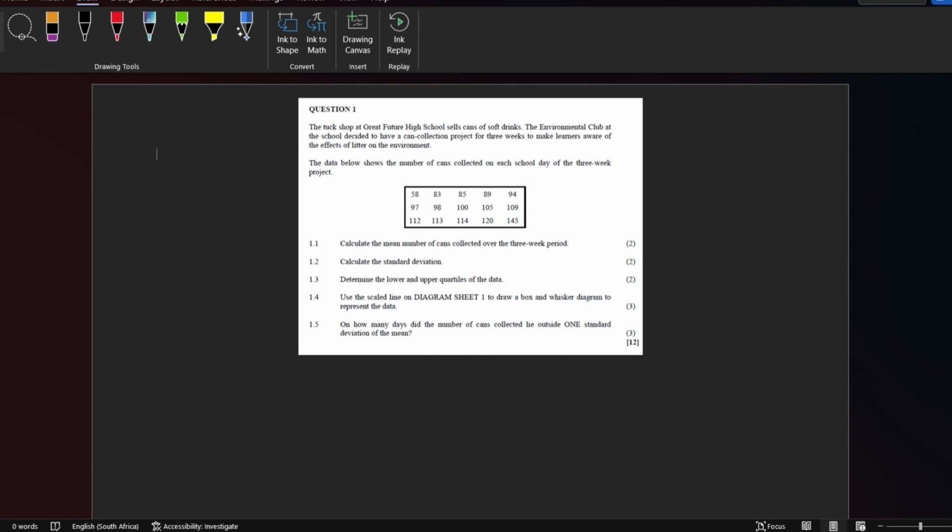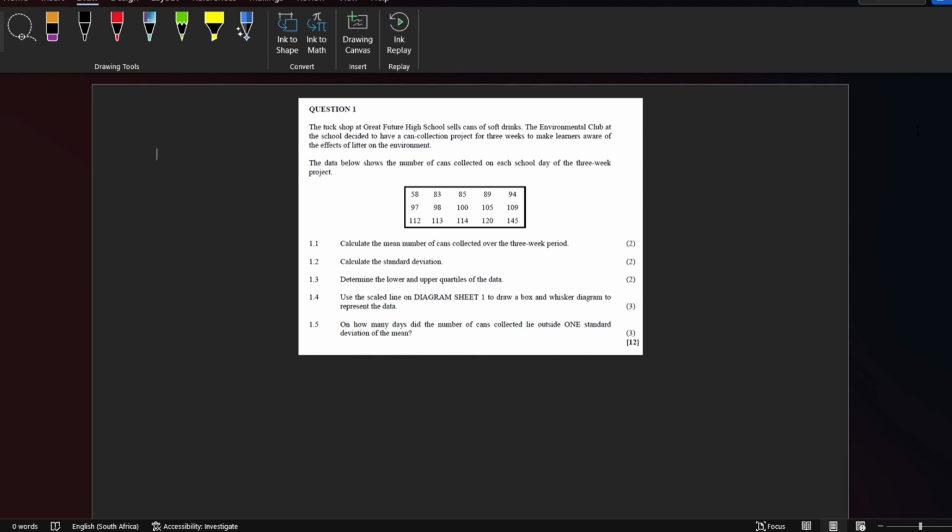So reading through the question quickly, it says the tuck shop at Great Future High School sells cans of soft drinks. The environmental club at the school decided to have a can collection project for 3 weeks to make learners aware of the effects of litter on the environment. Okay, that information in itself is not really relevant. What's relevant obviously is the values that they give us.